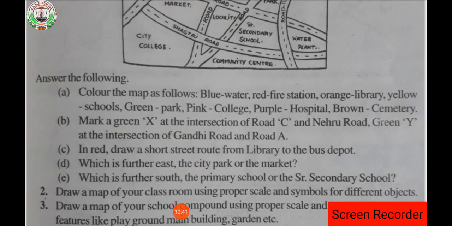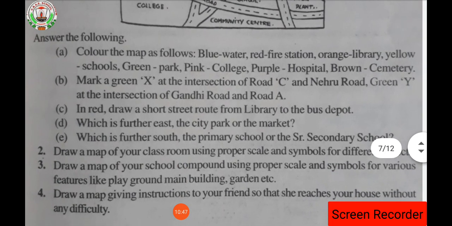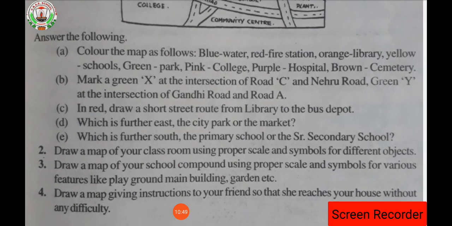Okay. So go through the map and just do the color. It will be a kind of activity for you people. Now question number 2, here it is said, question 2, 3, 4, no need of doing in the copy. Just we will go through the question.